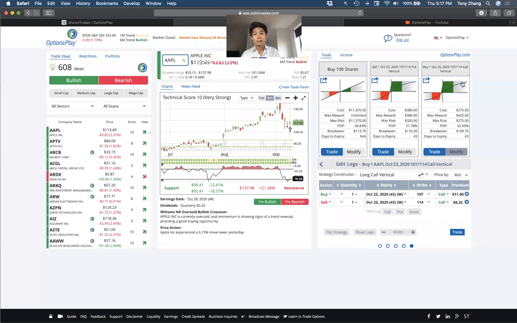I just don't think it makes a lot of sense, because as the stock moves higher, you're short a call option that is now in the money. That increases your assignment risk, and that's why I would prefer selling the put credit spread.